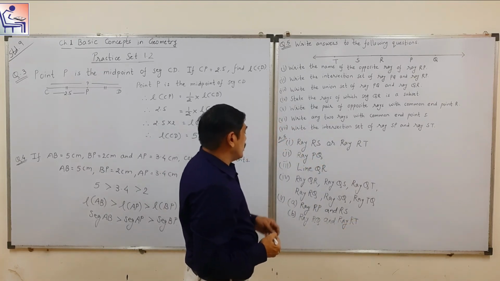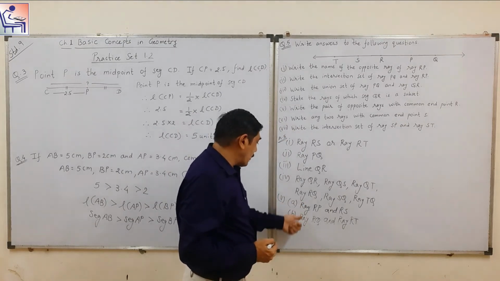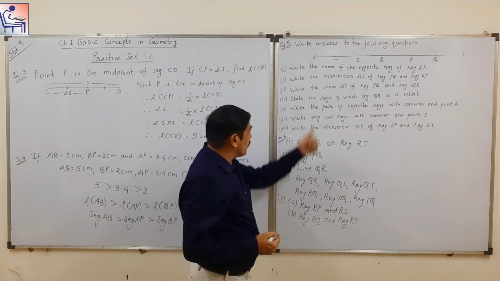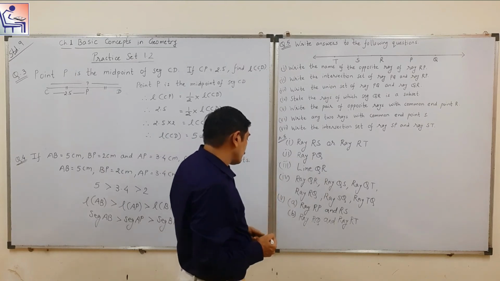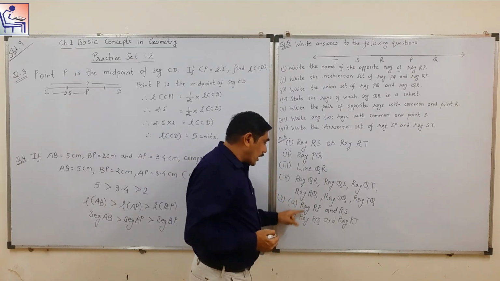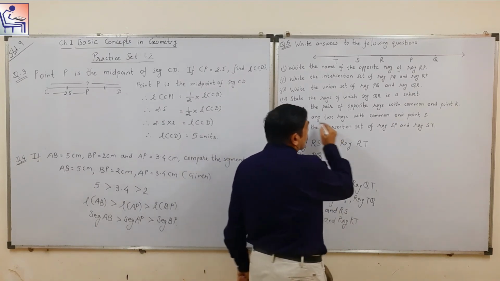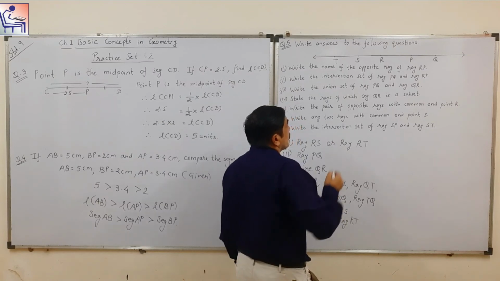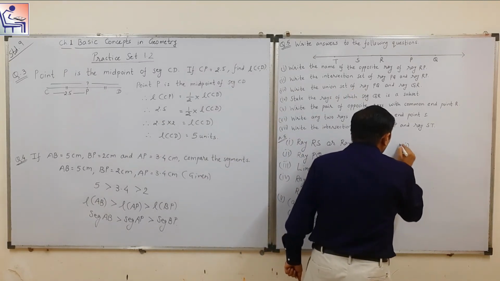Now the next one. So both the answers are possible here. Please remember, in the fifth question here you are getting more than one answer, in the fourth also. So here any one you can write. Now question number 6. Write any two rays with common end point S. So any two rays with common end point S.